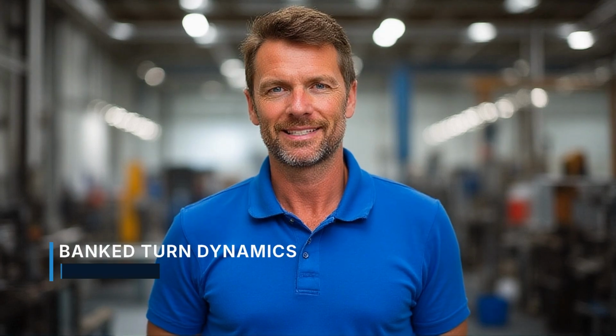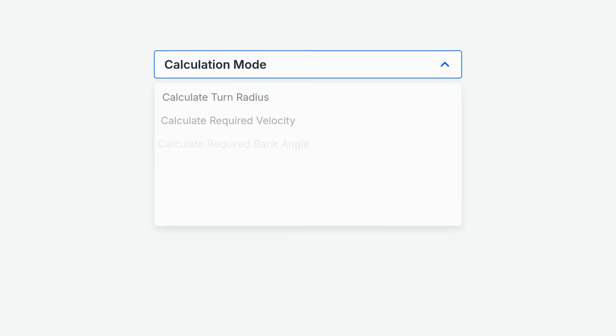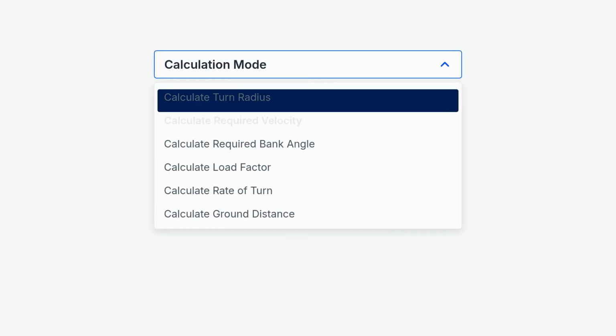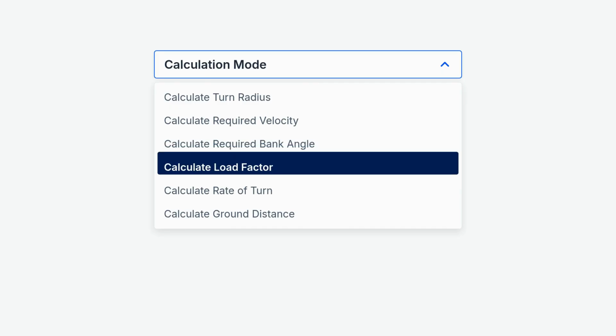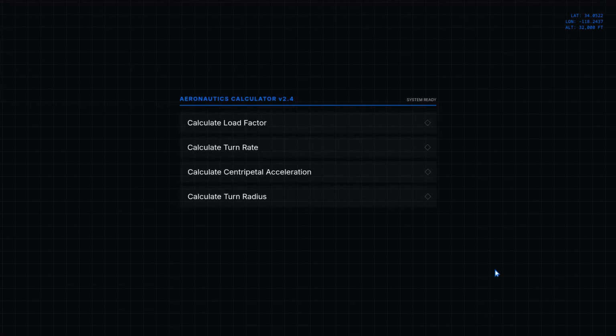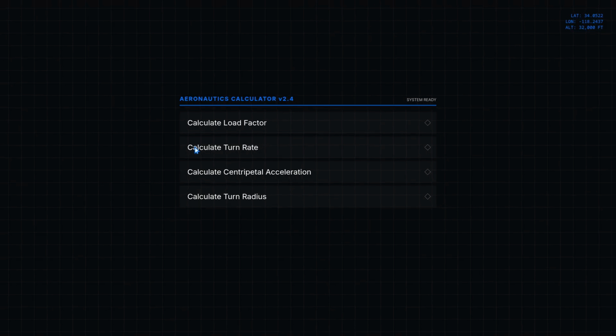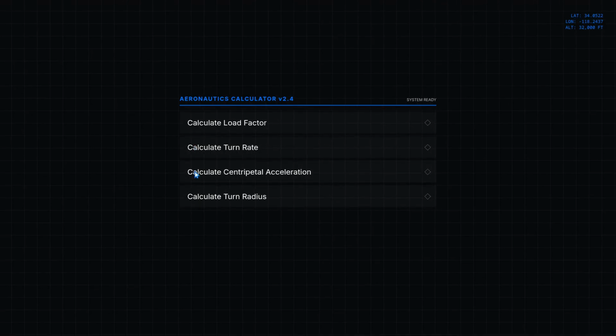The turn radius banked interactive calculator solves for various parameters in banked turn dynamics for aircraft and vehicle engineering applications. This calculator has a drop-down menu for calculation mode with 6 options: calculate turn radius, calculate required velocity, calculate required bank angle, calculate load factor, calculate turn rate, and calculate centripetal acceleration. For this demonstration, I'm using calculate turn radius mode.